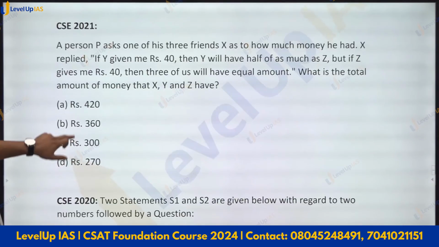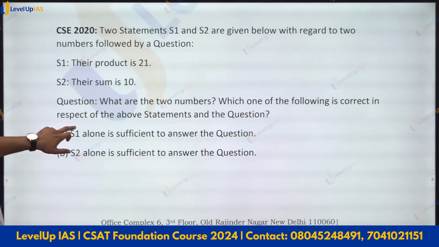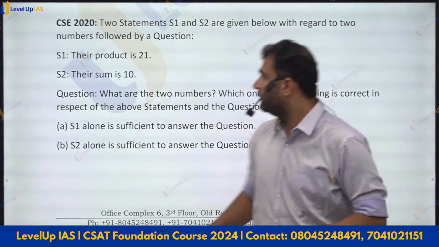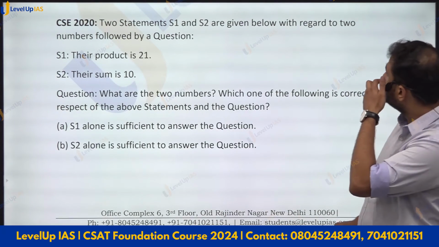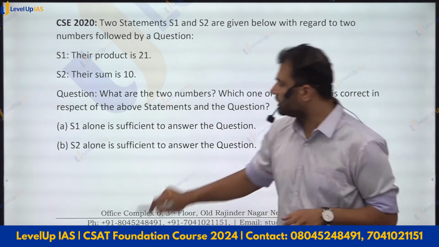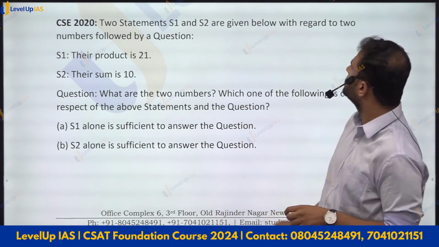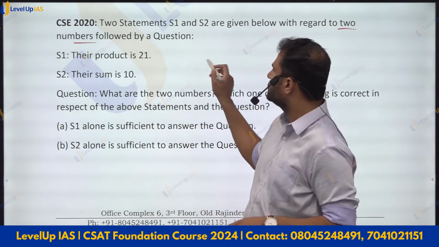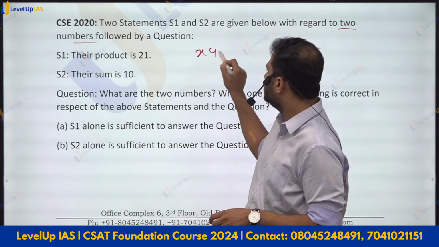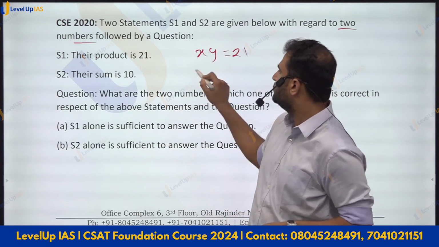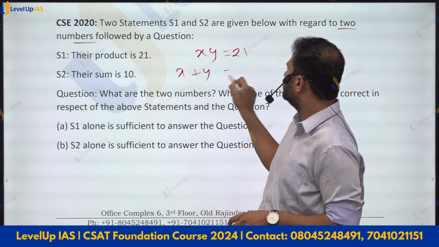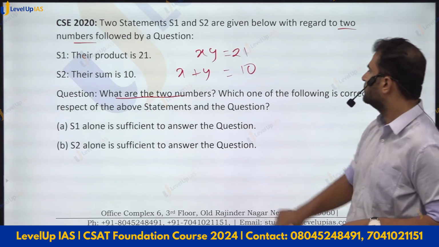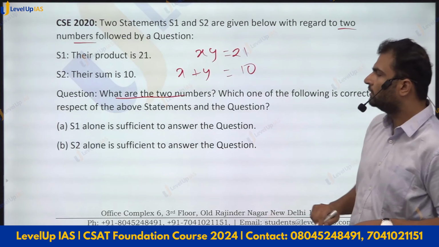I think we have solved this question. Okay, let us see what we have here. We have two statements followed by a question. The two statements: we have two numbers, and the information is their product is 21, so xy is equal to 21, and their sum is 10, so x plus y is equal to 10. So we have two equations in fact. The question is what are the two numbers, and which of the following is correct.